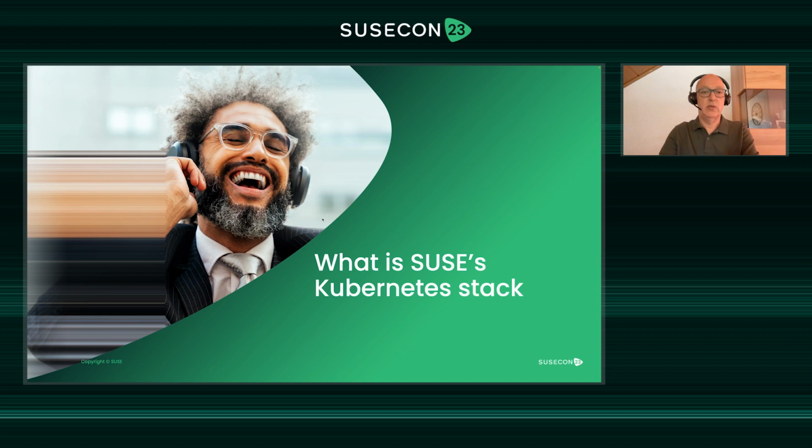So, what is SUSE's Kubernetes Stack? The SUSE Kubernetes Stack consists of the Rancher Kubernetes Engine distribution, the Rancher Kubernetes management, the Harvester hyperconverged infrastructure, and for security topics, NeuVector.